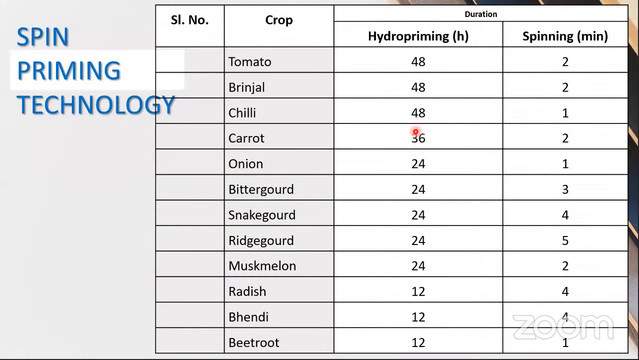So these are onions that you can see, sir. Somebody asked about onions: 24 hours hydropriming followed by spinning for 1 minute, if possible. Even without spinning, if you can soak it for 24 hours and then dry it 1 day in shade and the next day in sun, that will be fine. Onion responds well. So we have standardized for all these crops.